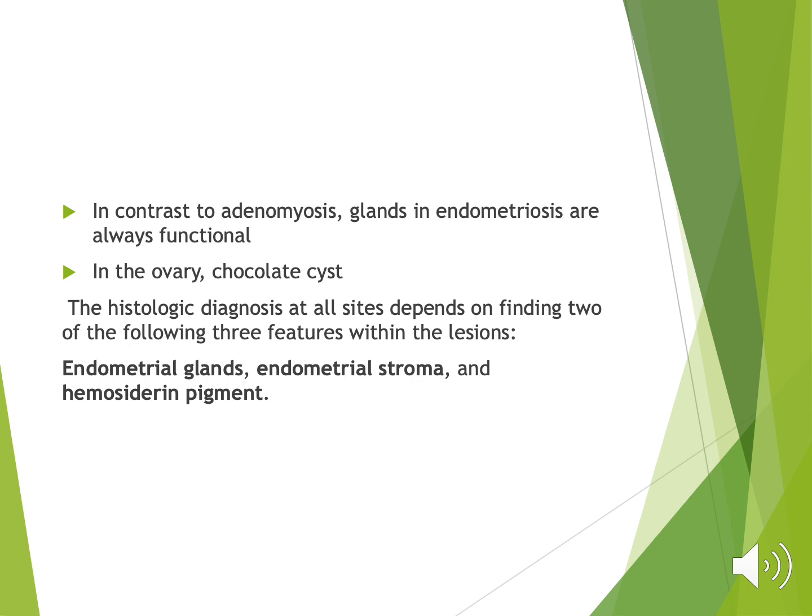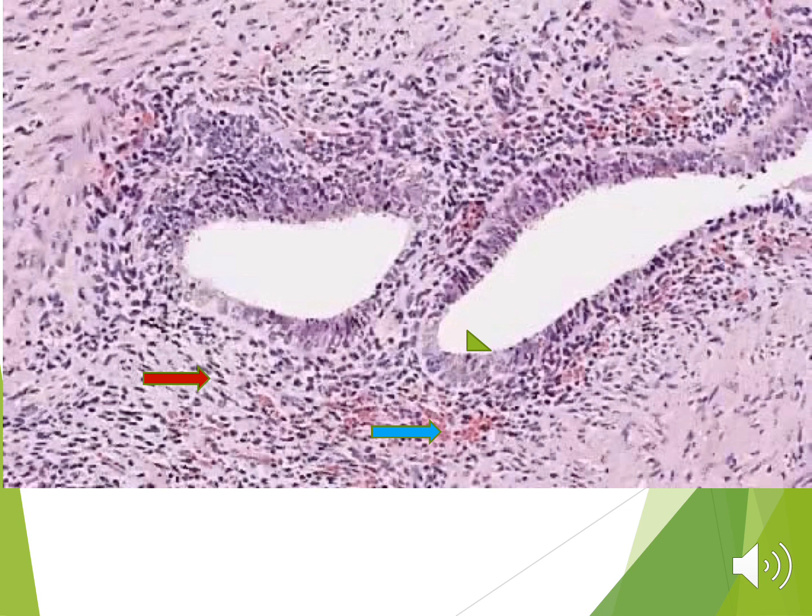The histologic diagnosis of endometriosis requires the presence of two of the following three features. These three features are endometrial glands, endometrial stroma, and hemosiderin pigment. This is a representative image showing all three criteria of endometriosis diagnosis. The green arrowhead points at the glands. The red arrow points at the stroma, while the blue arrow points at the hemosiderin pigment, which is this red-brownish pigment seen in the stroma.